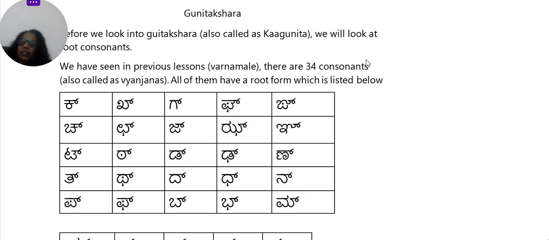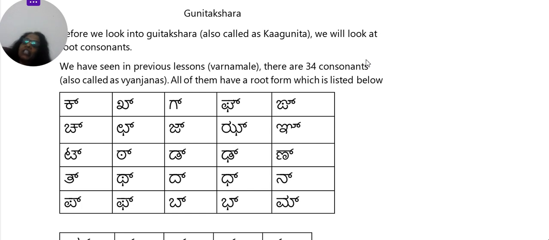We will be starting the Gunitakshara series. I hope all of you have gone through all the 49 alphabets which was done in the Varnamale series. Once you are thorough and you are able to recognize, read and write all the 49 alphabets, then you can move on to this series, that is Gunitaksharas. So this is an introduction video about what is Gunitakshara.